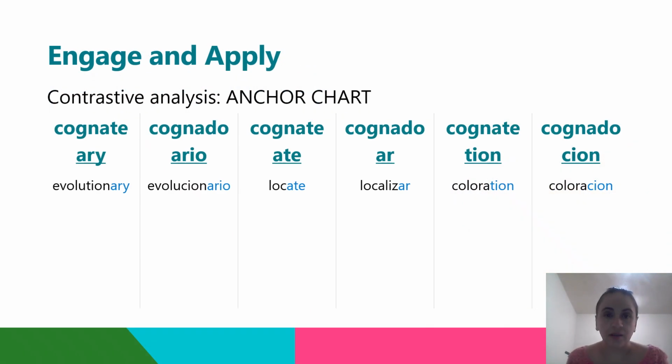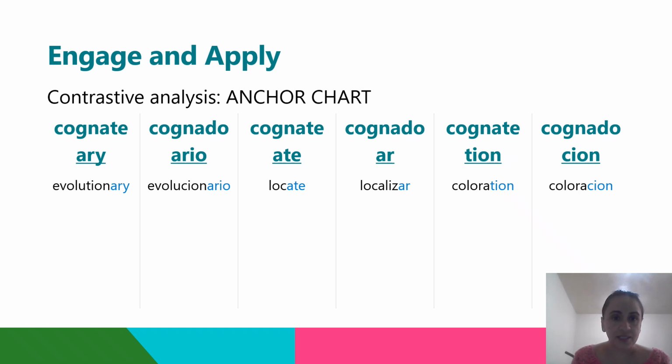Engage and apply. In this anchor chart, students will work together to compare and analyze their languages. We will use color coding, in this case with blue, highlighting the suffix in both English and Spanish. First, we need to explain to our students what a suffix is. A suffix is a letter or syllable added at the end of the word to change its meaning. For example, the word kind, and if we attach the suffix ness, it becomes a new word, making kindness a noun.